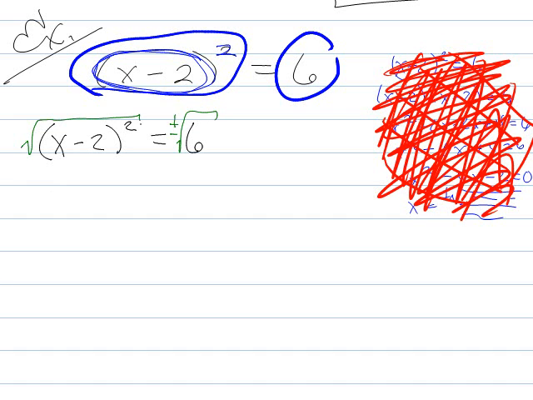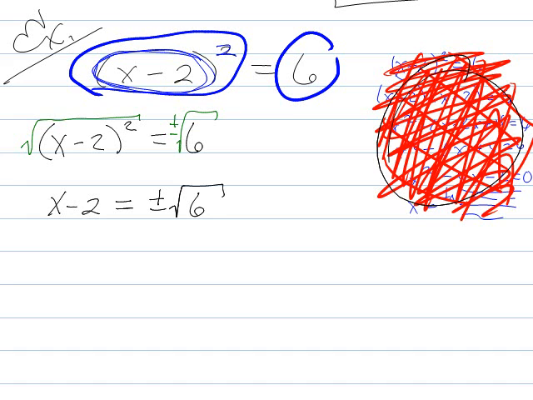So remember that the square root of something squared is just that something. Okay. x minus 2 equals plus or minus the square root of 6. Okay? We're practically done already. And it's taken pretty much no time whatsoever compared to what was going on over here.